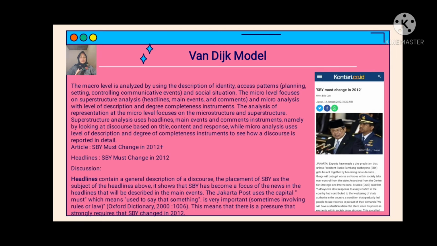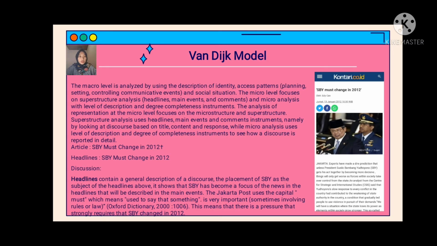And here there is some discussion. The first one is the headline. Here it contains a general description of a discourse. The placement of SBY as the subject of the headline shows that SBY has become a focus of the news and the headline that will be described in the main events. The Jakarta Post uses the capital word must, which is used to say that something is very important, or sometimes involving rules or law. This means that there is a pressure that strongly requires that SBY change in 2012.